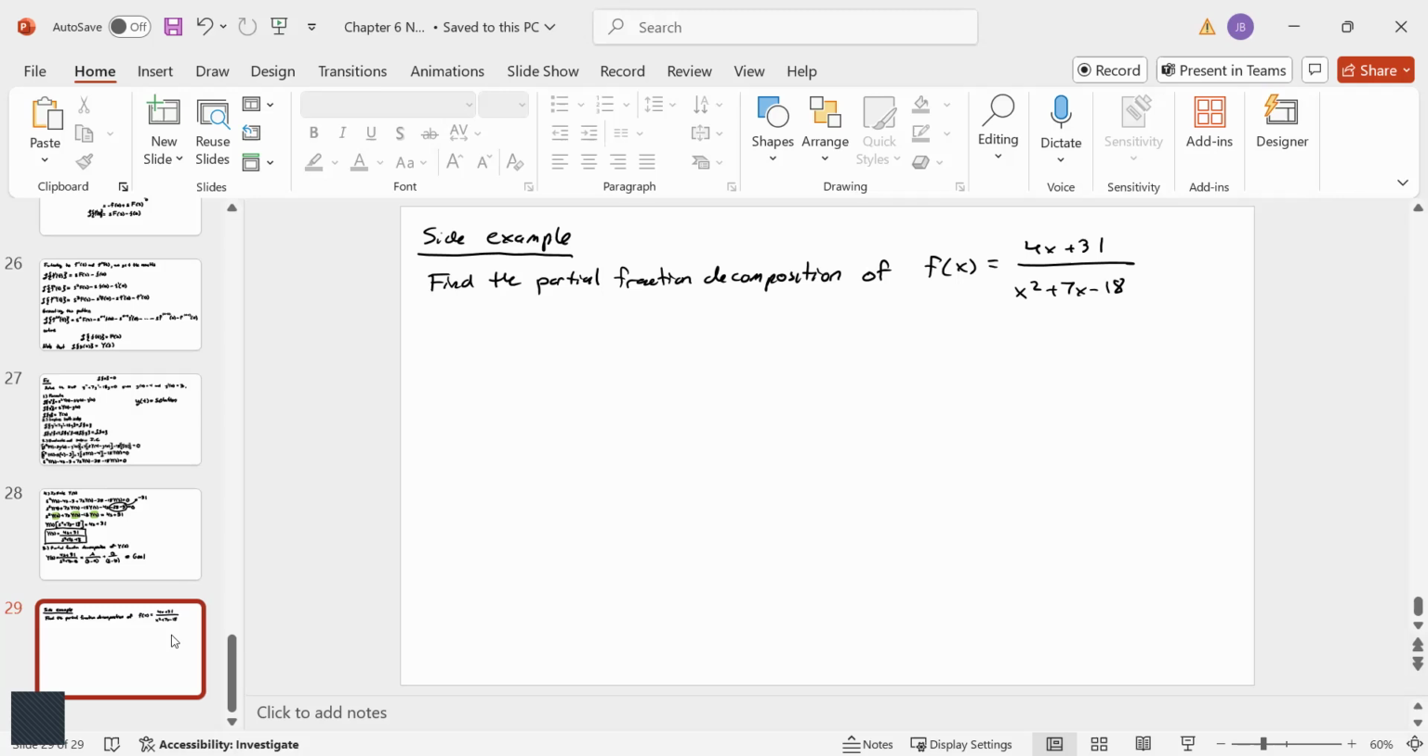6.2 is trig substitution, which no one likes. I don't like it either, so it's very challenging.